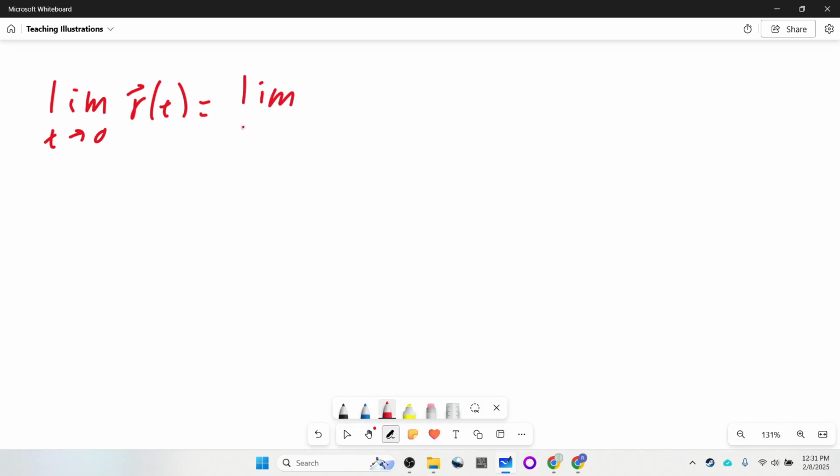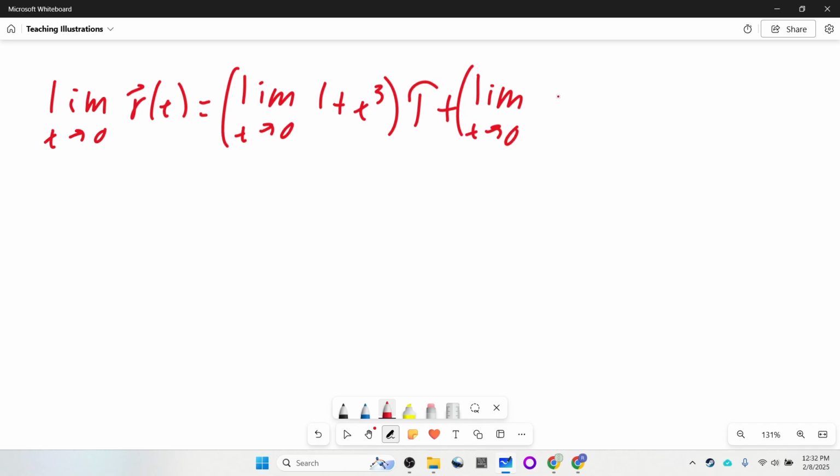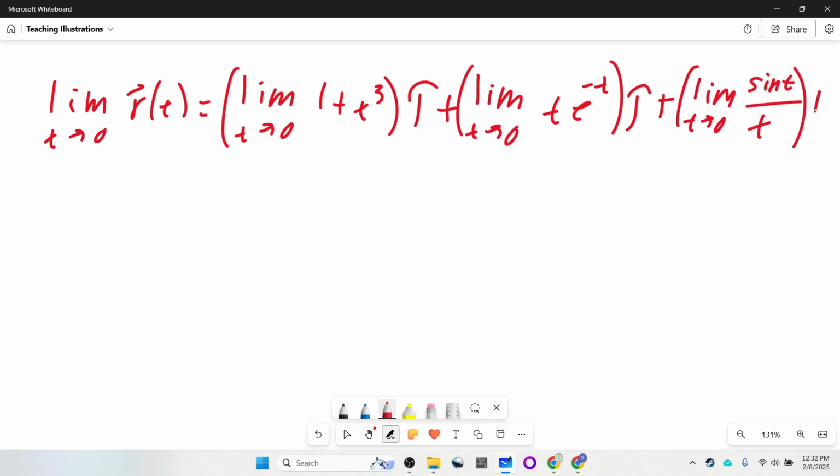Limit as t to 0 of 1 plus t cubed i, plus limit as t to 0 of te to the minus t j, plus limit as t to 0 of sine t over t k. So we do these each individually. This is a polynomial, so we can just plug in 0 and we get 1 i.